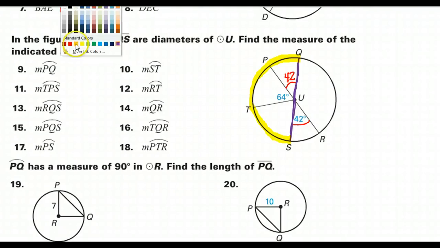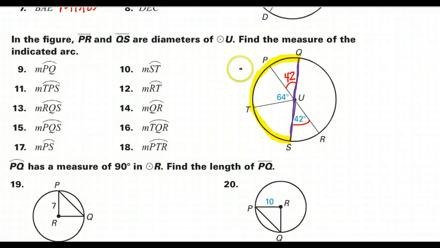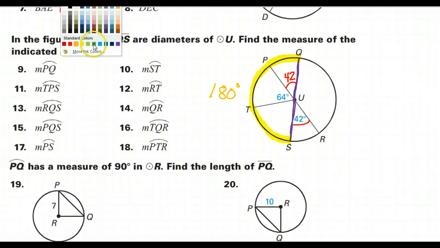I hope you can see this. This, of course, would be 180 degrees that I just highlighted in yellow. It's a semicircle. It's 180 degrees. That means all of these angles in here have to add up to 180. So I'm only missing this one piece, this one arc and angle. So I should be able to find that very easily by subtracting from 180.